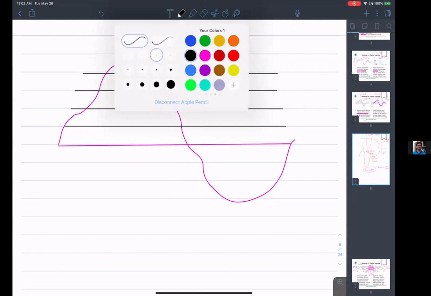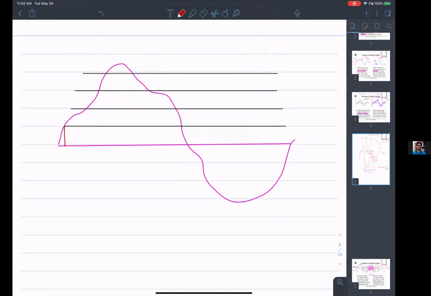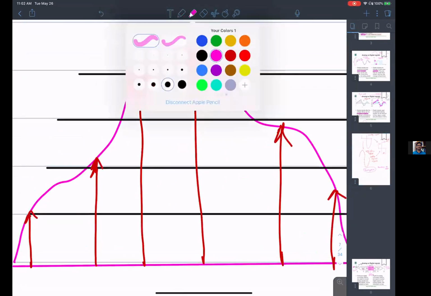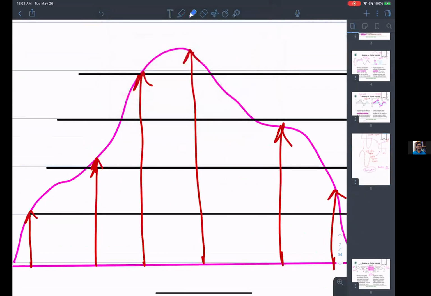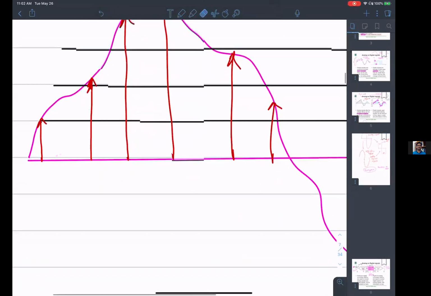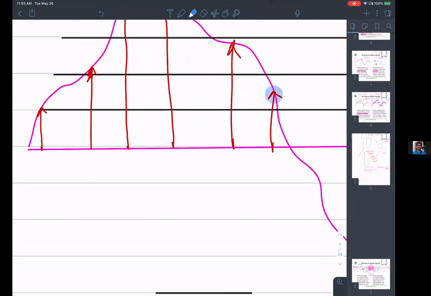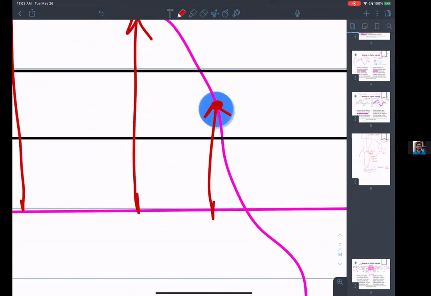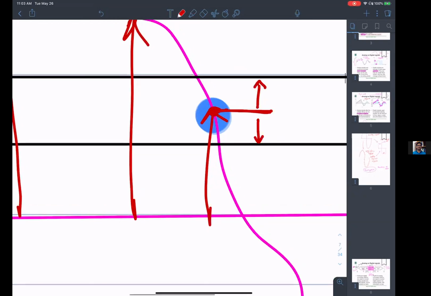So what I'm going to do is sample at a bunch of different instants of time: 1, 2, 3, 4, 5, 6. At any given instant in time, let's say at this particular instant, the value is right here. The question I'm going to ask is, am I going to round it up or round it down? If it is closer to the upper level, I'm going to round it up. If it is closer to the lower level, I'm going to round it down.